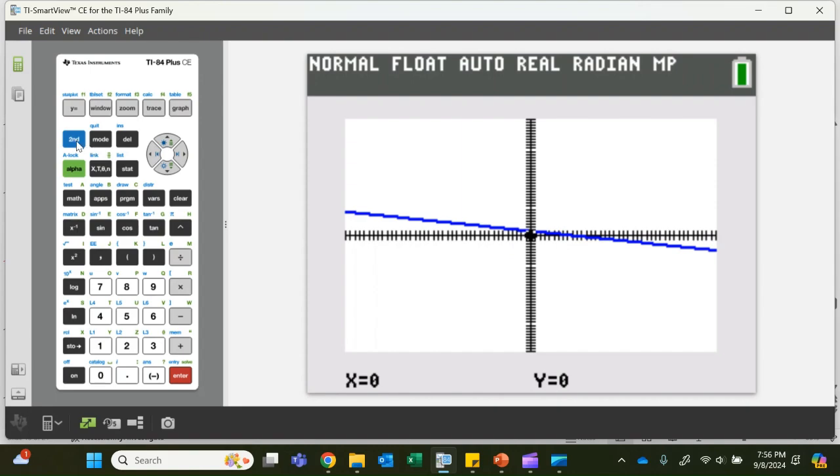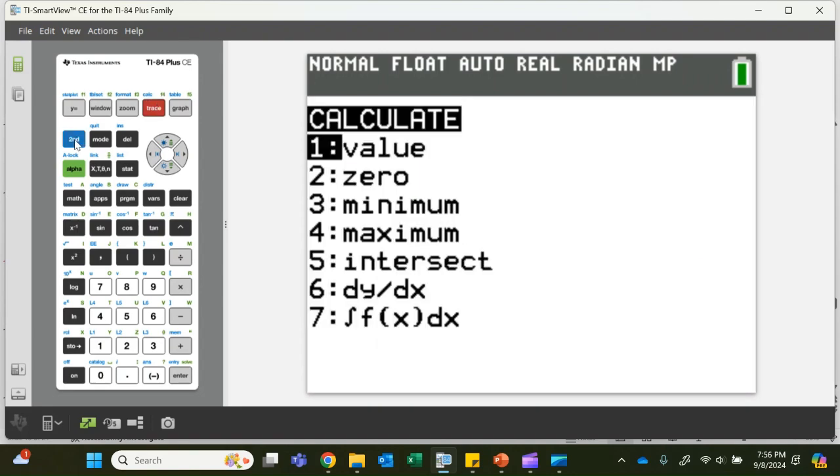Now, the next step to finding the 0 here is you're going to hit the second button, and then you're going to hit the trace button. I call it second calc because the blue indicates the blue functions when you press it.